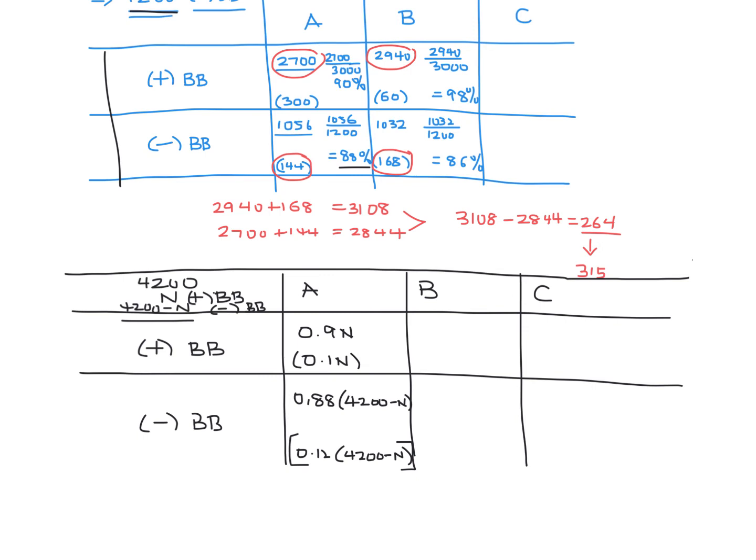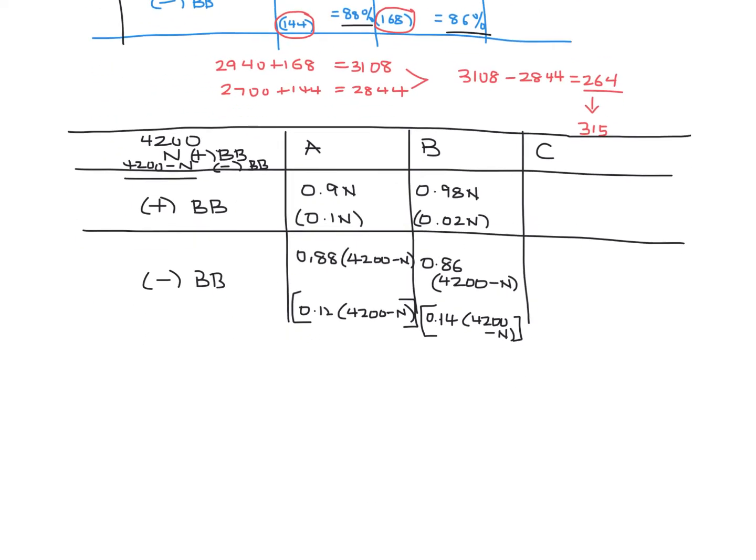Same thing with B. Hers is 98%. So that means 0.98 N. And then, of course, the complement is what she got wrong, which would be 0.02 N. Got it? And then 86% is that part of the diagram or box. So it'd be 0.86, but not N. It's multiplying by 4,200 minus N. And then the complement is 0.14 times 4,200 minus N. Okay. And the C's, we'll talk about that later. Let's just get through this now.